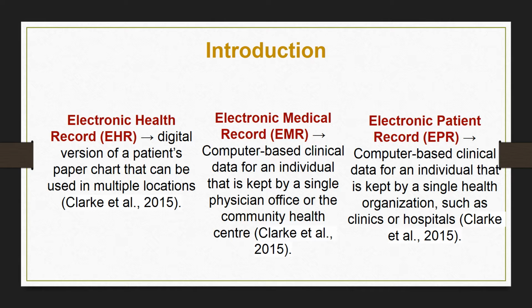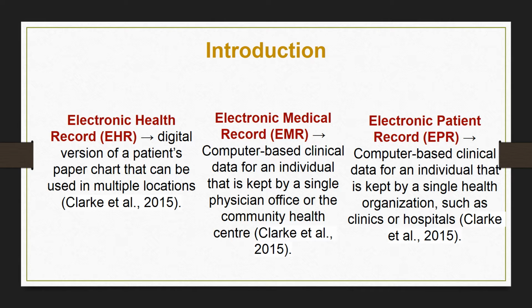Many systems are evolving to store and preserve health information electronically within our health organizations and institutions. Electronic health information is actually categorized into three specific groups. We have electronic health records, electronic medical records, and electronic patient records.